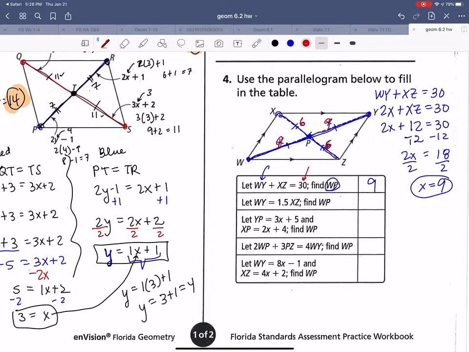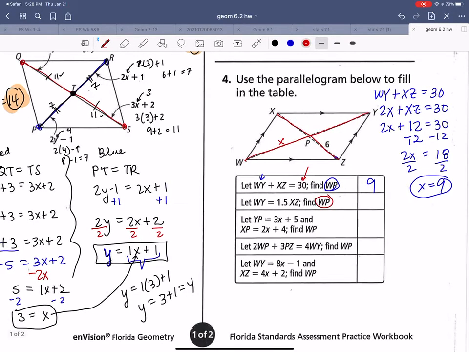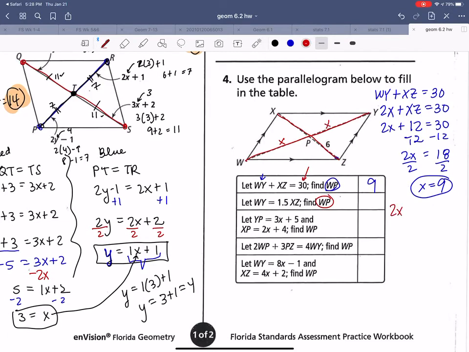All right, next question. It says WY, this thing, is 1.5 times XZ. That thing, find WP. So I'm going to put an X there. WY, once again, is 2X. So WY is 2X. And it's equal to 1.5 times XZ. Well, we know XZ is 6 and 6 makes 12. So we can solve for X here again.